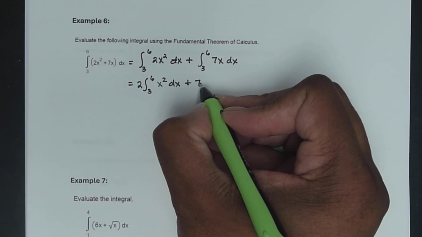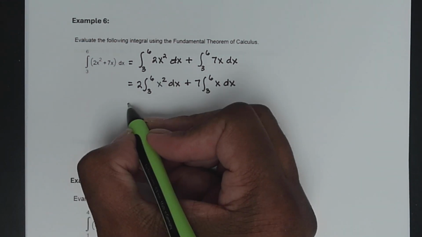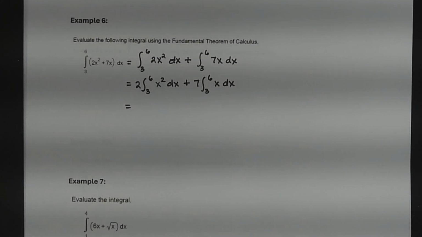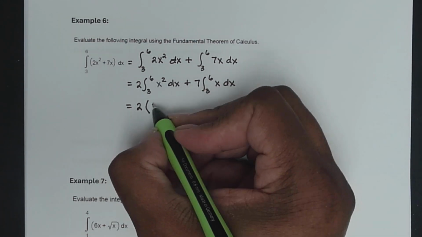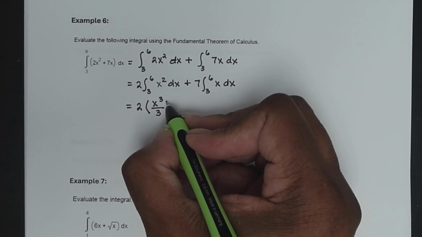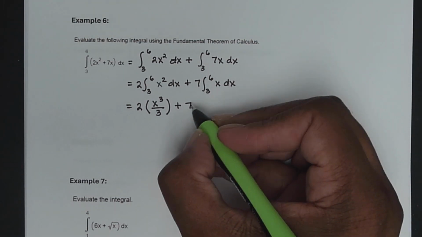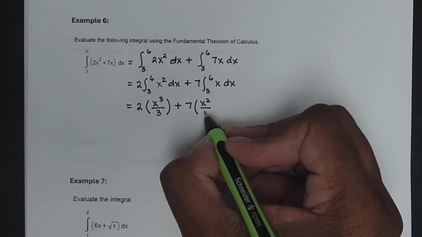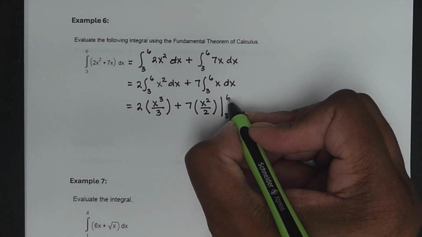Plus, pull the 7 out in front, that'll be 7 times the integral from 3 to 6 of x dx. And then we can go ahead and do the integration here. Bring down the 2. The integral of x squared, I'll do that using the power rule by increasing the power by 1, dividing it by that exponent of 3, and then plus 7 times the integral of x dx. I can use the power rule again by increasing the power by 1, dividing by that new power. And this is from 3 to 6.